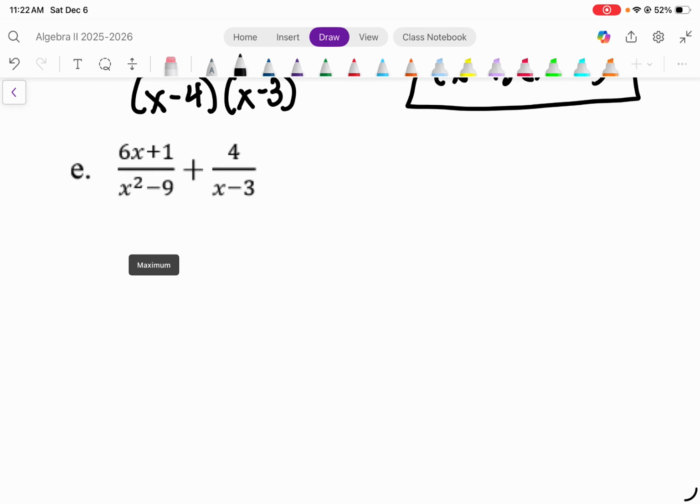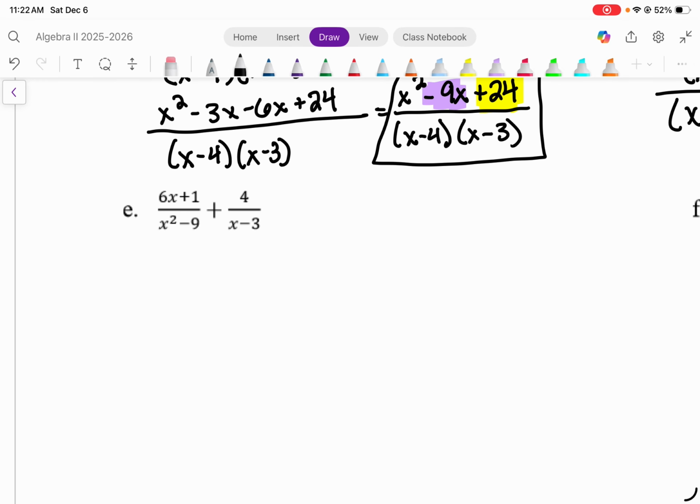Okay. All right, so for example E, hopefully you have your answer here. This one, I can factor the beginning denominator to x plus 3 and x minus 3 because they're a difference of squares. So for my LCM, the first fraction, again, had the x plus 3, x minus 3, so I'm going to start with that.